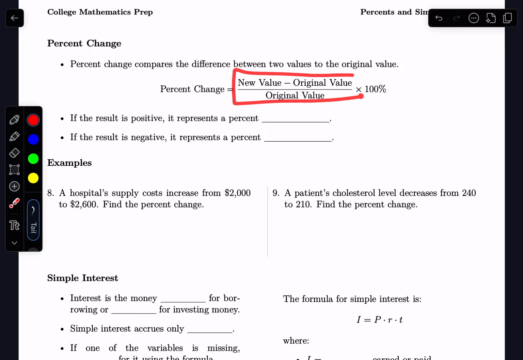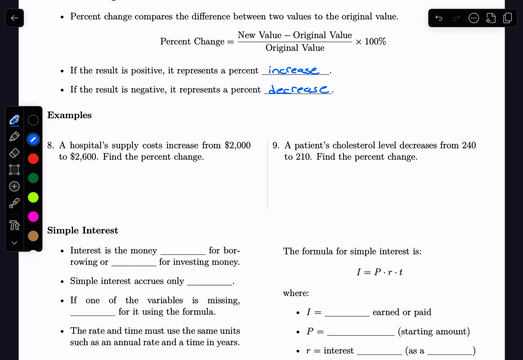So the fraction here gives us a decimal, and then we turn that decimal into a percent by multiplying by 100. If this result ends up being positive, it's going to represent a percent increase. And if the result ends up being negative, it's going to represent a percent decrease. So we don't have to think is it an increase or decrease. Whether it's positive or negative will give us that information. So number 8 here says a hospital's supply costs increase from $2,000 to $2,600. Find the percent change.